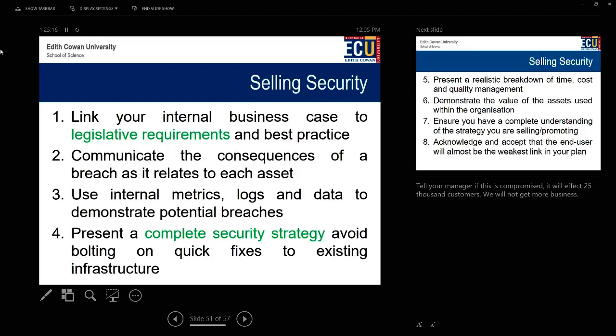Use internal metrics, logs, firewall logs, IPS, IDS logs in your business cases, and tell them, we have been attacked by these many organizations. These are the IP addresses that have been attacking us constantly, and that is why I'm asking you to implement this security control, purchase this security control to protect against those attacks.